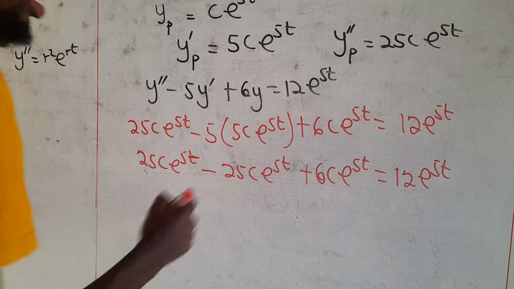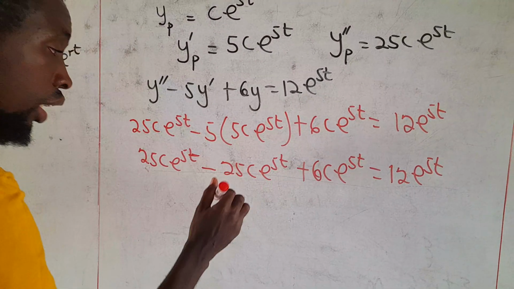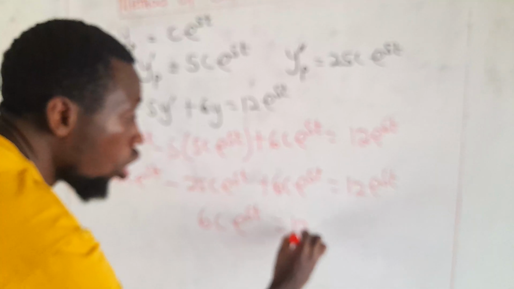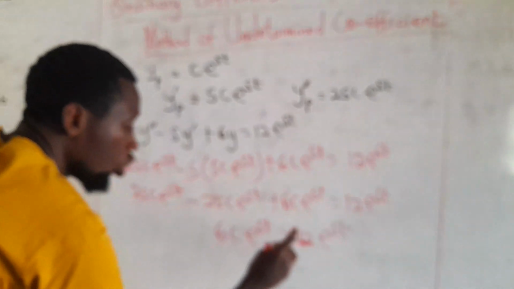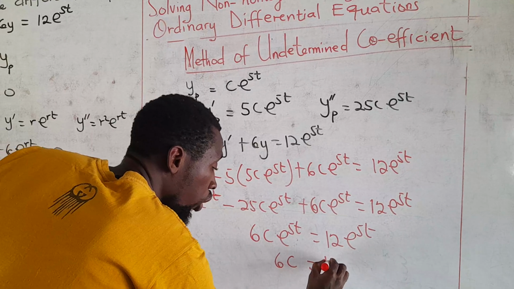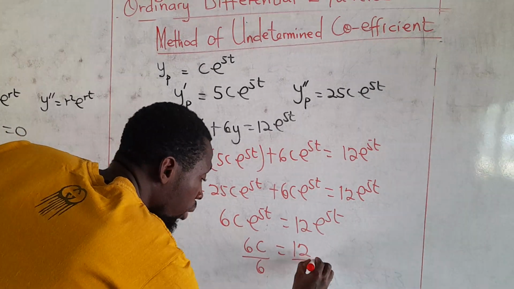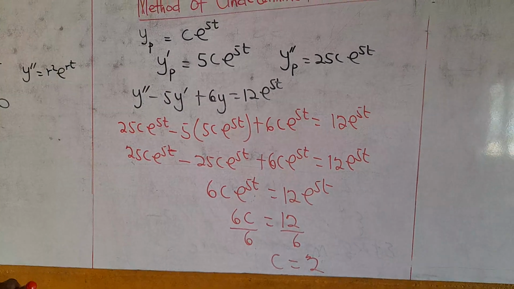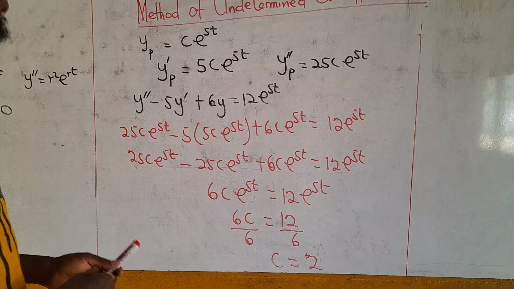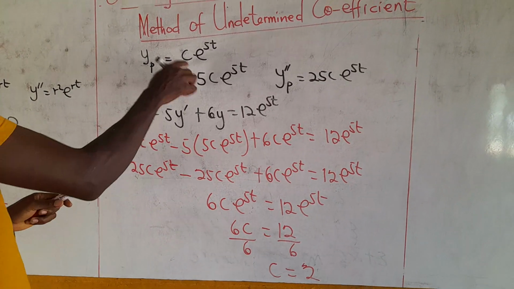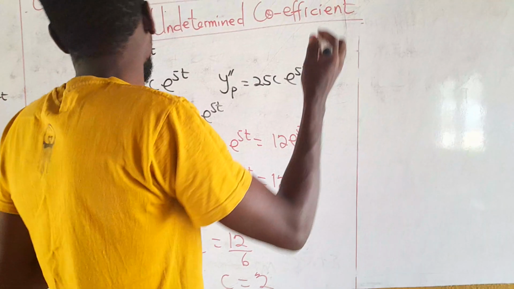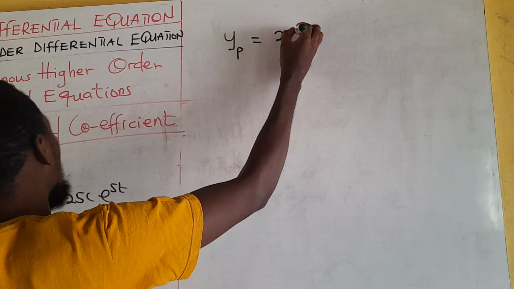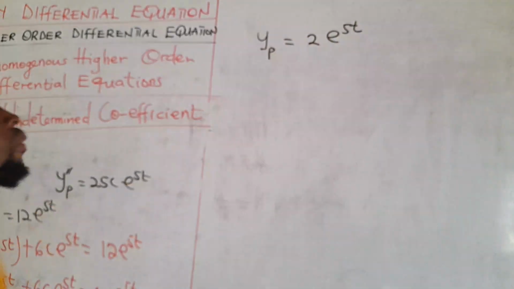So this minus this is 0. Since they are the same, we then have 6ce^(5t) = 12e^(5t). Look at that, we have e^(5t) on both sides, so we compare the coefficients. You divide both sides by 6, our c there will be equal to 2. Now, we're able to find c, so we substitute it here. Then we can say our y_p will be equal to 2e^(5t).